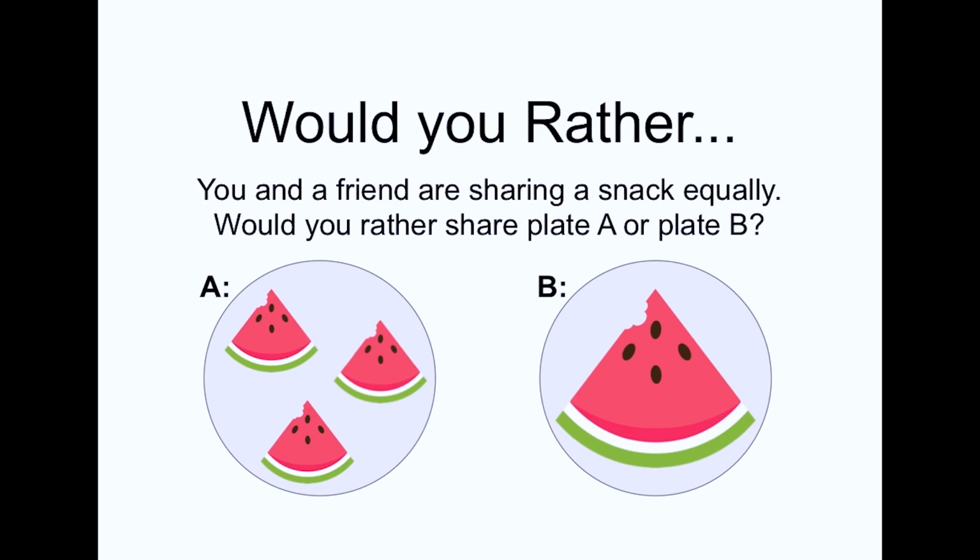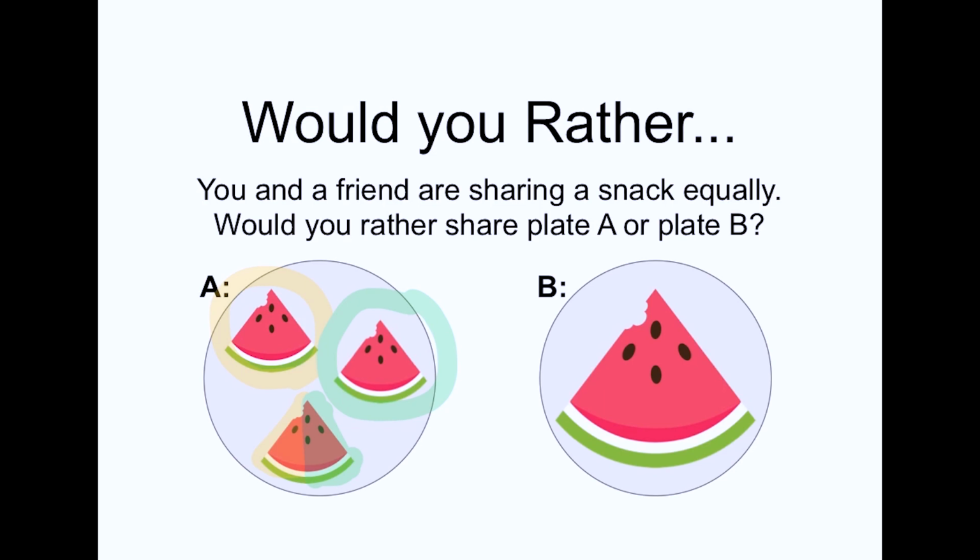If you would rather share plate A, what is your reason? One reason I thought of for preferring plate A would be that you could have one piece, your friend could have another piece, and you could split the last piece in half. That way, you and your friend could each have 1.5 pieces of watermelon. That might be easier than sharing the big piece because you could each have one whole piece and only have to split one of the small pieces.